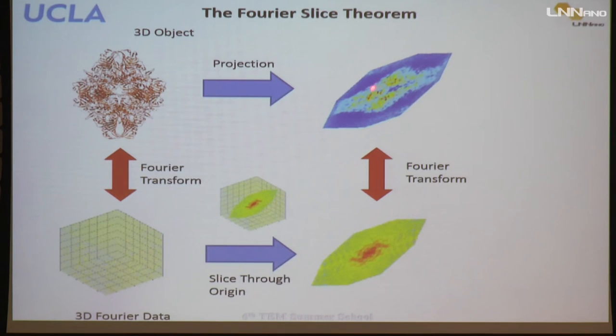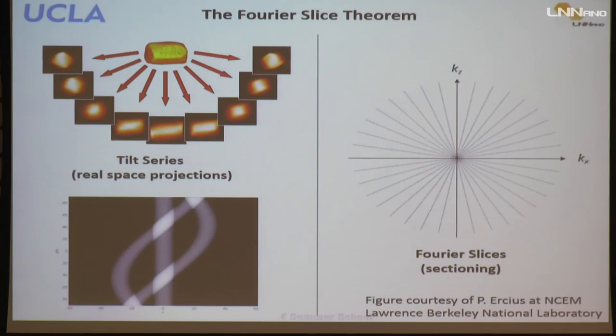And when you Fourier transform this real space projection, you get the Fourier slice. So this is very useful for both directions. From reconstructing an object from projections, you use this direction: Fourier transform this one to get the 3D object back in Fourier space, or you can Fourier transform this one and get a slice, and Fourier transform that to get the projection. So a lot of very useful theorems.